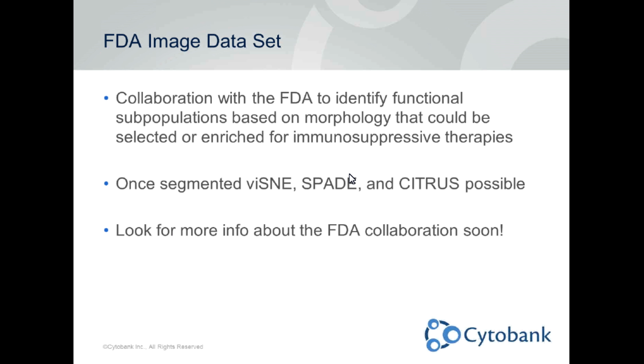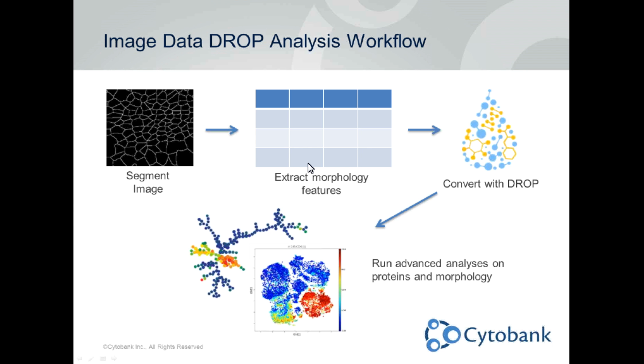So it's still in process, so I don't have any visible data to show you, but keep an eye out. We're releasing stuff as it becomes available. But essentially, the workflow for looking at segmented image data is do the segmenting, and then once you have both the protein and the morphology features in a tabular data format, you can then, using drop in Cytobank, convert that and then run our advanced analyses, or our traditional ones like gating or heat maps, on both the proteins and the morphological features of those cells.